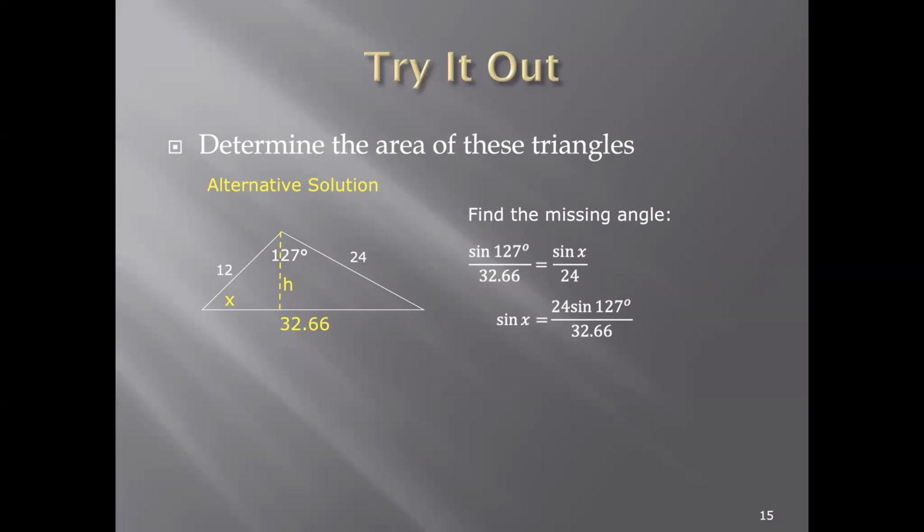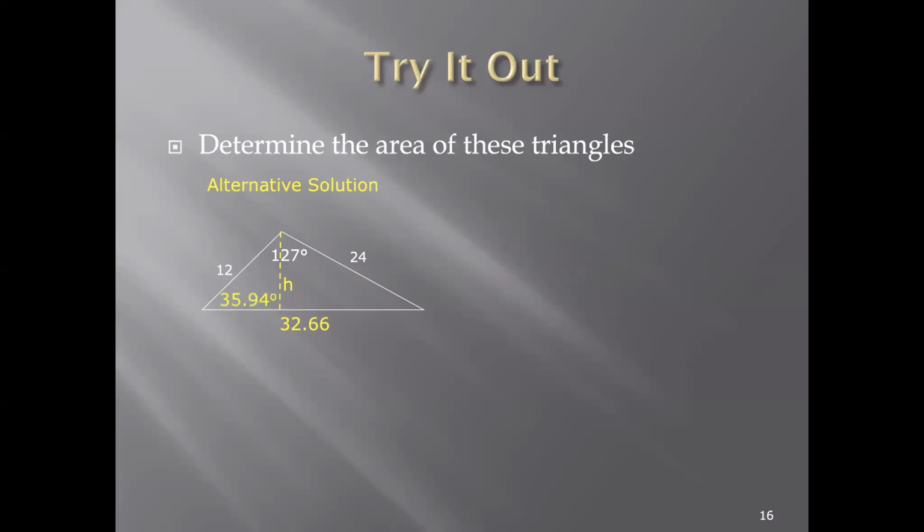So press Shift sine and then enter the values, which are 24 sine 127 degrees all over 32.66. Therefore, the value of that angle is 35.94 degrees. So x is equivalent to 35.94 degrees. So now let's put that value on x. So next step, let us solve for the height.